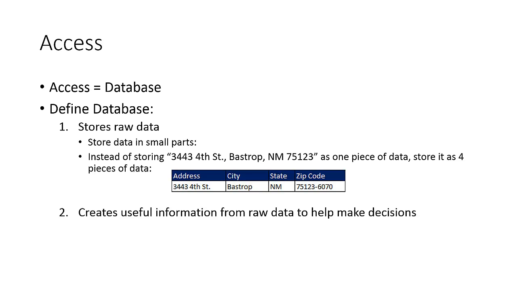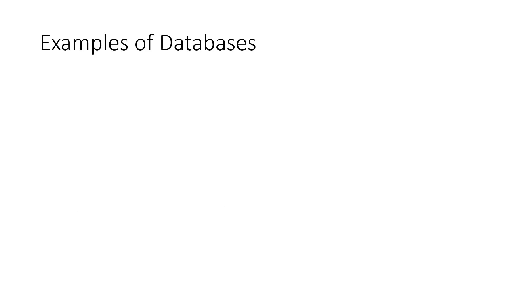Number 2 in the definition of a database: store raw data. Well, what do we do with all that raw data? We create useful information from the raw data to help make decisions. So we're always going from raw data to useful information. We saw this over in Excel also. Anytime we did what we call data analysis, that's this, from raw data into useful information.